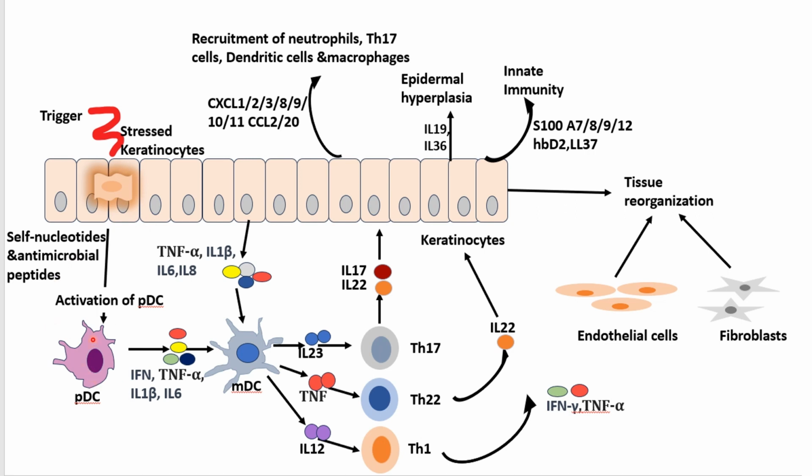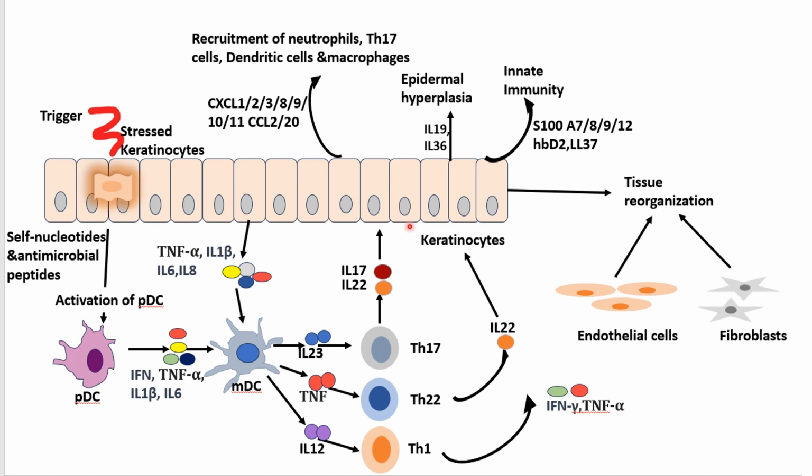Then these activated plasmacytoid dendritic cells will activate the myeloid dendritic cells with secretion of many cytokines: interleukin-23, tumor necrosis factor alpha, and interleukin-12. Then we have stimulated T helper 17, T helper 22, and T helper 1 cells, with the secretion of many cytokines: interleukin-17, interleukin-22, interferon gamma, and tumor necrosis factor.